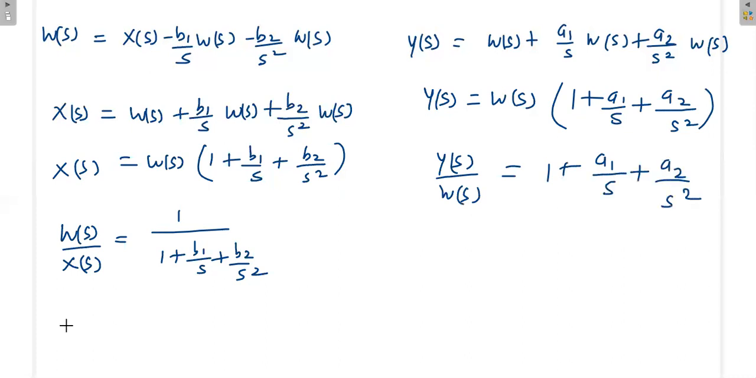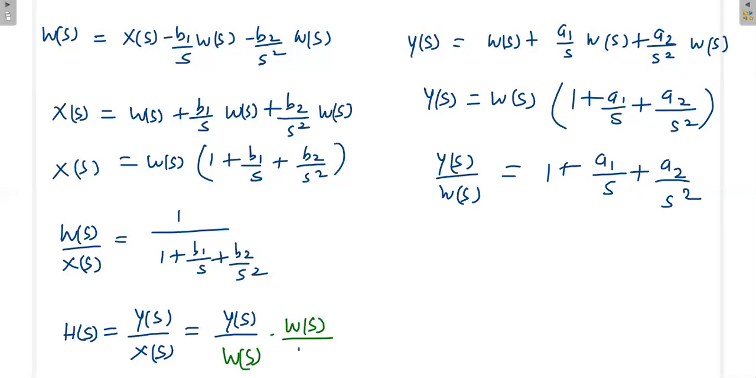Because ultimately I want to get h of s. I know that h of s is y of s divided by x of s, but this has an intermediate variable, that is ws. I have to try to remove that. For that, I can write y of s divided by ws and then ws divided by x of s. Anyway, I'm introducing ws and cancelling it also, introducing it in both numerator and denominator.